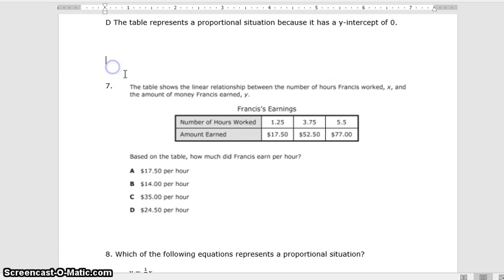Number 7. The table shows the linear relationship between the number of hours Francis worked and the amount of money Francis earned. You have your X and your Y. These are your X's, those are your Y's. Based on the table, how much did Francis earn per hour? So it's asking what is her slope?